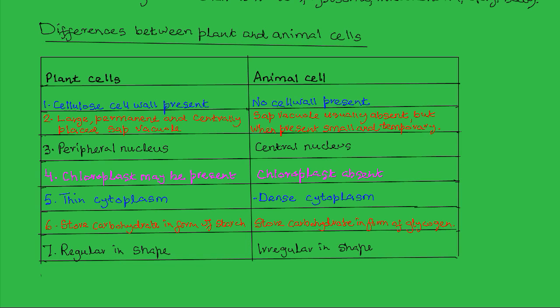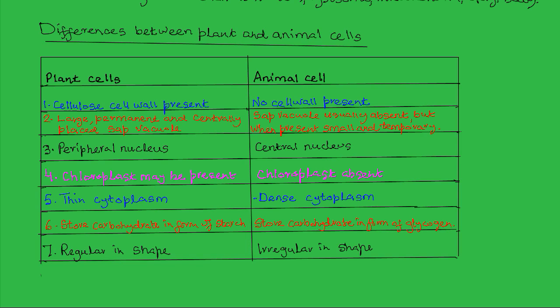Another point of difference is the subvacuole. Plant cells have a large, very prominent, permanent and centrally placed subvacuole. Animal cells, on the other hand, usually lack subvacuole, but if present, they're tiny, they're temporary, that is, they disappear and reappear, they're very small, and they are not centrally placed, they're usually peripheral in the animal cells.